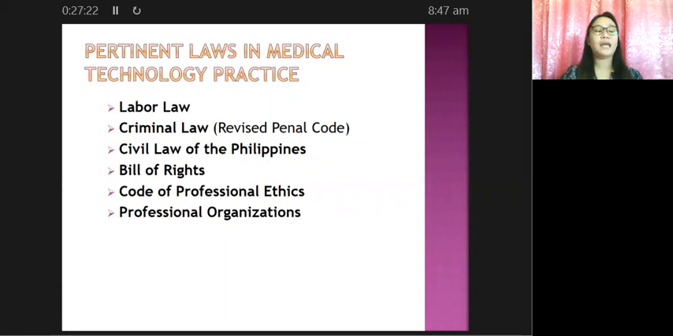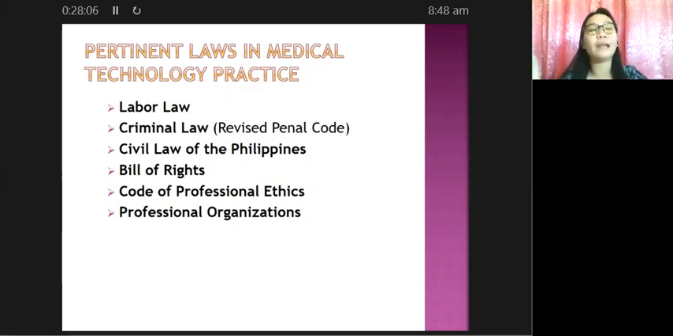Pertinent laws in medical technology. What are the different pertinent laws in the practice of our field? First, of course, we have the labor law, sometimes referred to as the Labor Code of the Philippines. Since we are going to be professionals in the future, we are also bound by the Labor Code of the Philippines.